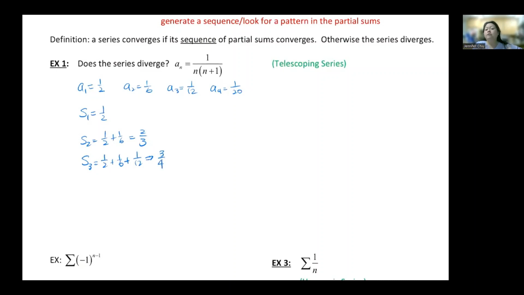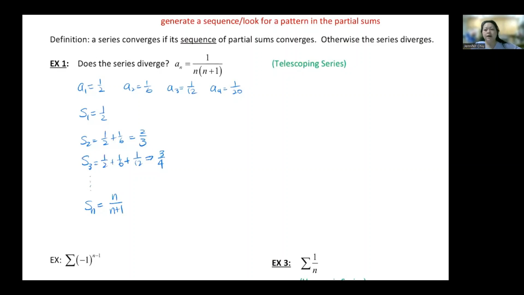Now, if you already see the pattern, you can stop here. Sometimes I need one more, so sometimes I do S sub 4. But if you don't need to, you can actually generalize at this point and see that, hey, the partial sum, this pattern actually gives me n over n plus 1. Very nice, right? So now, because of this pattern, you're able to generalize.